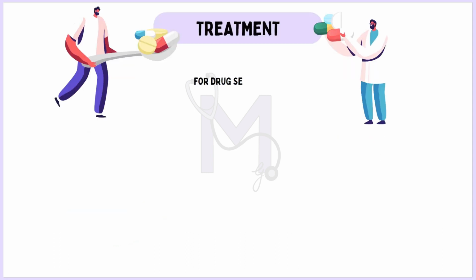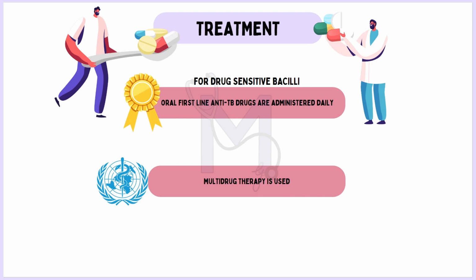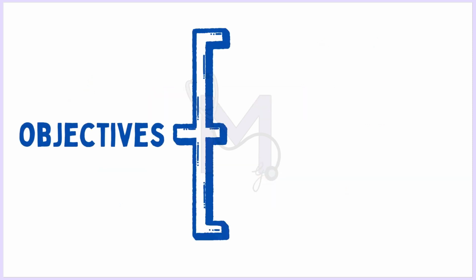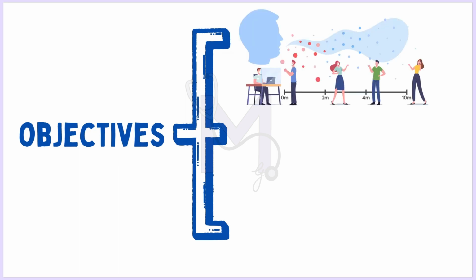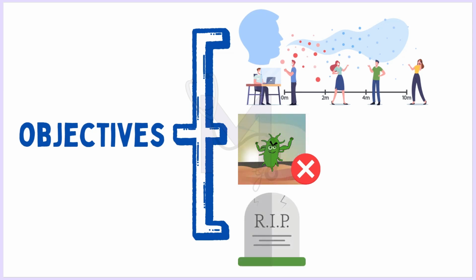For drug-sensitive bacilli, oral first-line anti-tubercular drugs are administered daily. As per WHO recommendations, multi-drug therapy is used for all cases of TB. The objectives of MDT are: 1. To make the patient non-infectious as early as possible by rapidly killing the dividing bacilli and decrease transmission of the disease. 2. To prevent development of drug-resistant bacilli. And 3. To decrease morbidity and mortality.